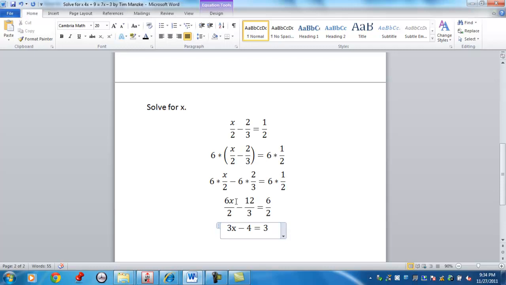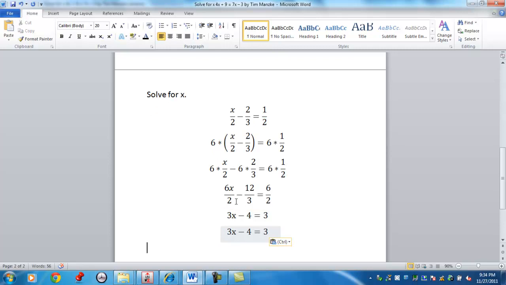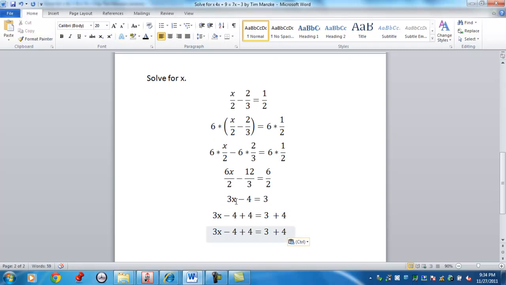My goal is to solve for x. What I need to do is get that 3x by itself. So we're going to get rid of that minus 4. In order to do that, we're going to do the opposite of a minus 4, which is plus 4, to both sides. If I do that, the 4's cancel out. On the right-hand side, 3 plus 4 gives me 7.